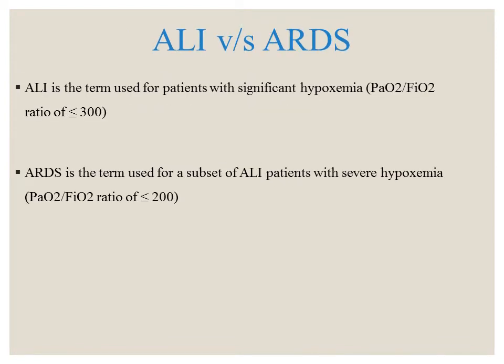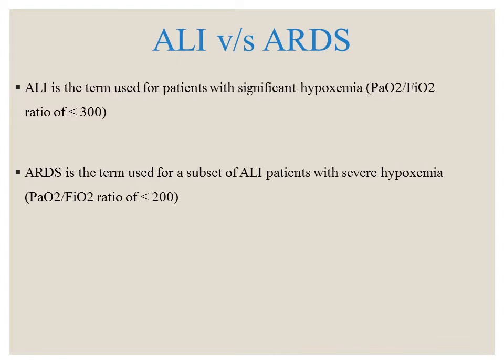So what is the difference between acute lung injury versus ARDS? Before understanding this concept, we should know what is meant by the partial pressure of oxygen in the artery. PaO2 refers to the partial pressure of oxygen within the arteries. It is normally 75 to 100 millimeters of mercury, and FiO2 is the fraction of oxygen within the inspired air. At room temperature the concentration of oxygen within the inspired air is 21%, so the FiO2 in a normal person is about 0.21.